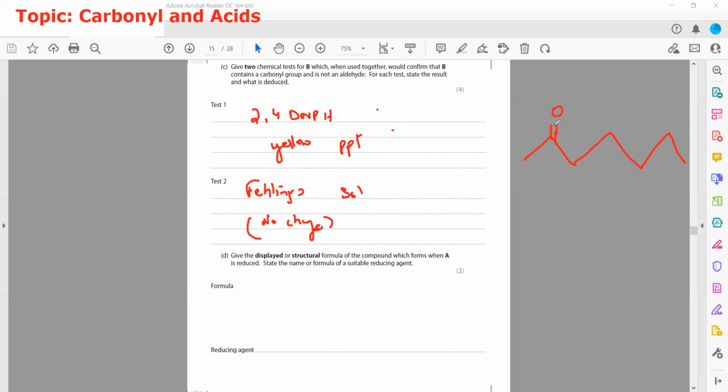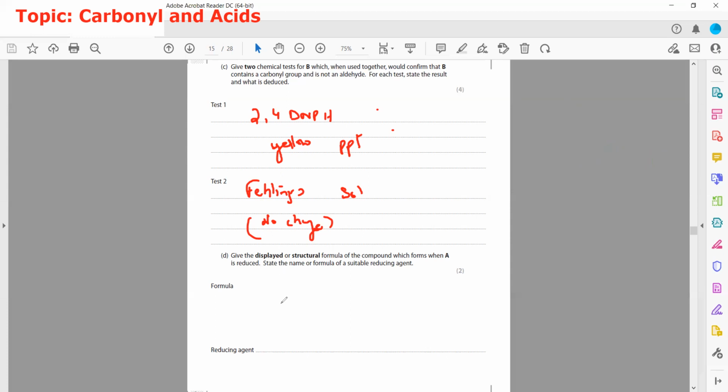So when it is reduced, it will convert into alcohol. Reduction basically means addition of hydrogen. So the double bond here breaks, one hydrogen will be attached here and one hydrogen will be attached here. So it will turn out to be hexan-2-ol. So we have to draw a structural formula or displayed formula. In a displayed formula, we represent all the bonds present, and in a structural formula, we can represent them in a group.